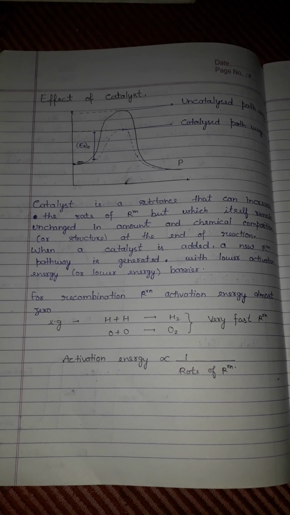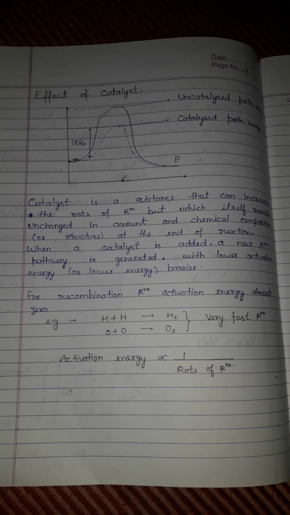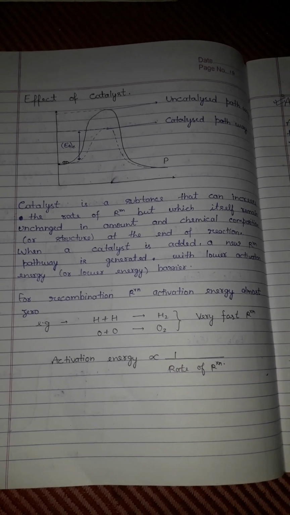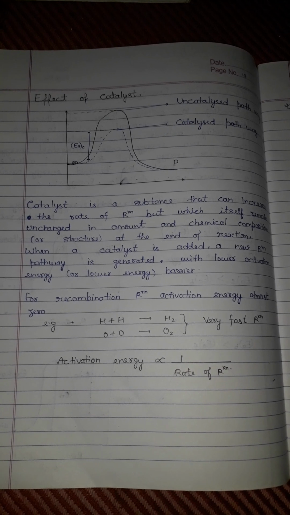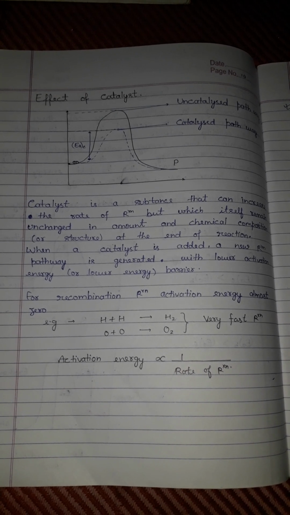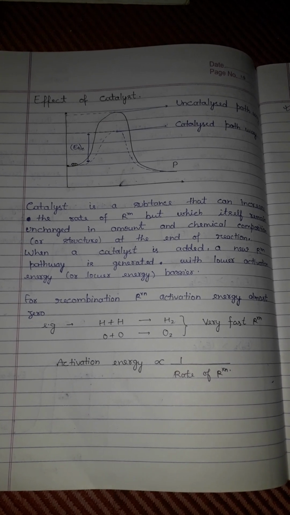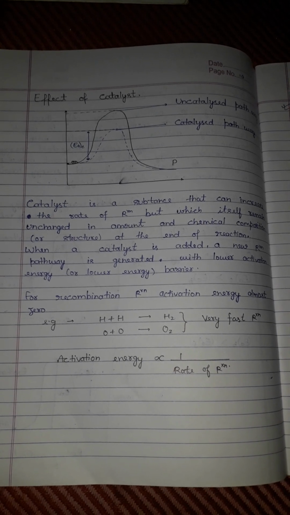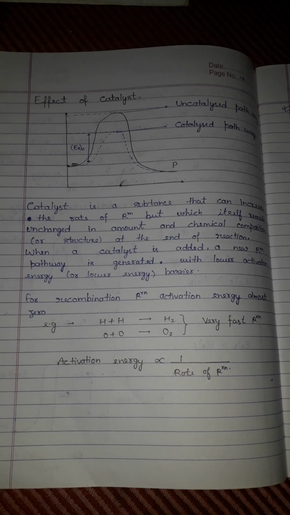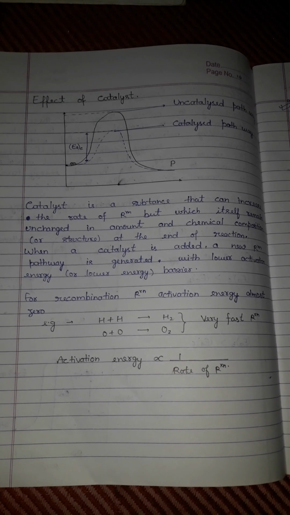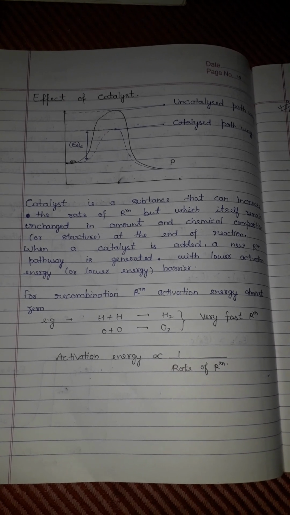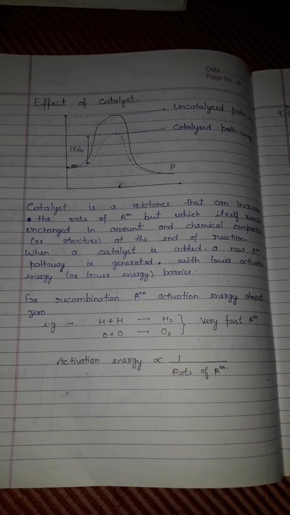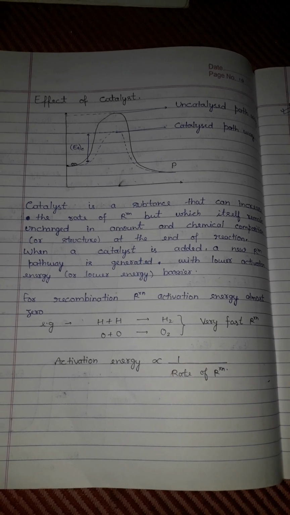A catalyst is a substance that can increase the rate of reaction but which itself remains unchanged in amount, chemical composition or structure at the end of the reaction. When a catalyst is added, a new reaction pathway is generated with lower activation energy or lower energy barrier. For enzymatic reaction, activation energy is almost zero. Activation energy is inversely proportional to the rate of reaction.